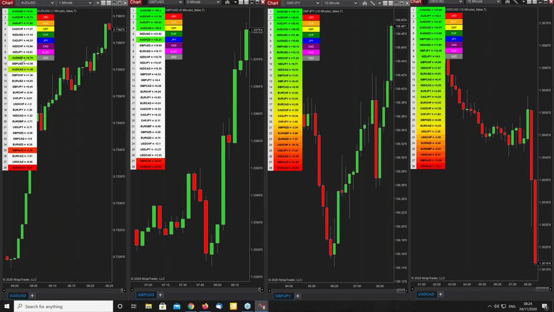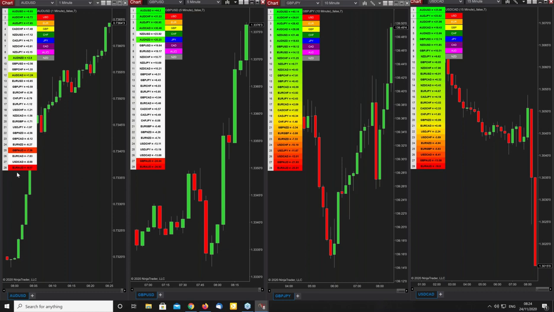What we want to see, bear in mind, this is 1 minute. We want to see these joining their brothers and sisters at the top. We want to see the pound Aussie go down here some more. That's really moving nicely. This one to join this one. Let's have a look on 10 minute.